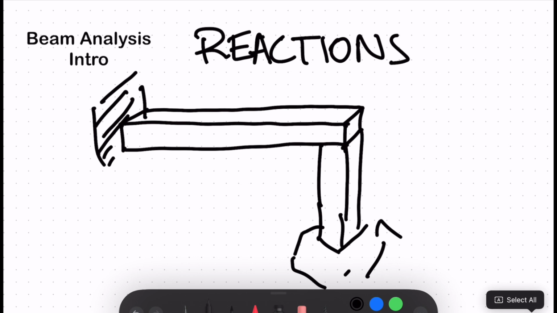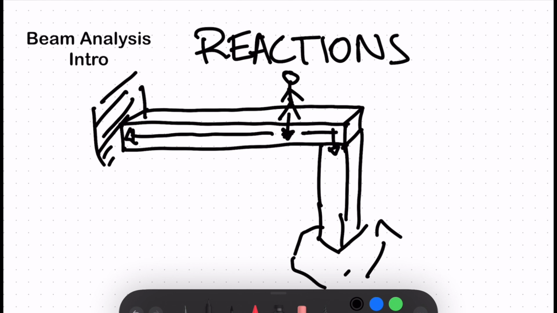So we might have, say, a person here, it could be anything, standing on the beam, or a force, and this force is going to get distributed to the supports. Some of this weight, we don't know how much, will get distributed to the wall, and some of it will get distributed to the column. So beam analysis is trying to figure out how much of this weight, it could be a person, another beam running across here, scaffolding, it could be anything, could be the roof.